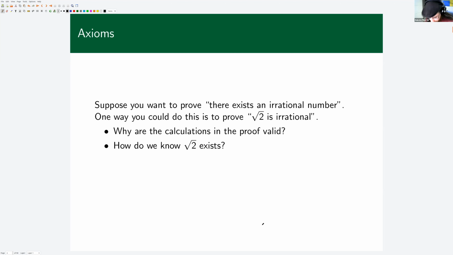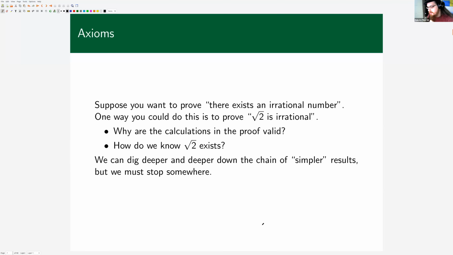Okay, so where am I going with this? The point is that anytime you want to prove something in mathematics, it is always based on something lower. And you can dig deeper and deeper down this chain of simpler, more elementary facts that you use in your proofs, but it can't go down forever. It can't be turtles all the way down. You have to stop somewhere. There has to be a foundation.